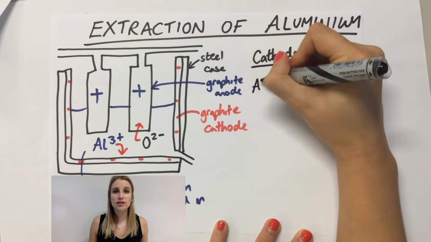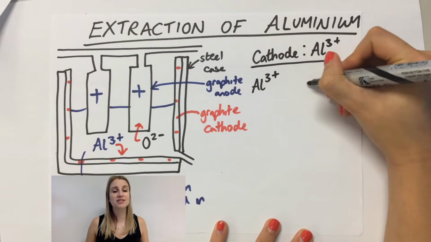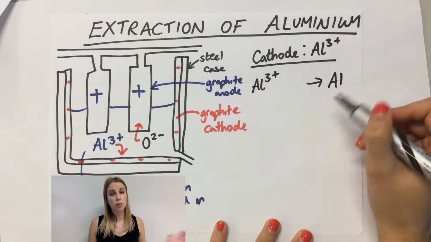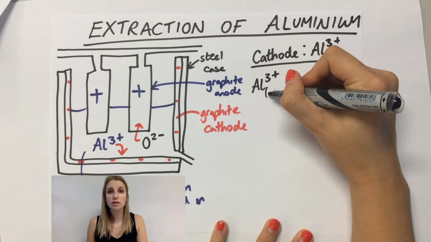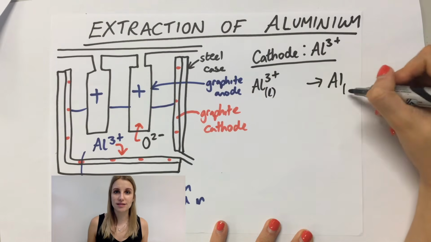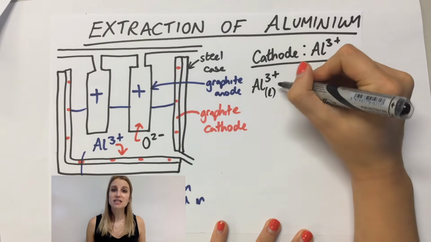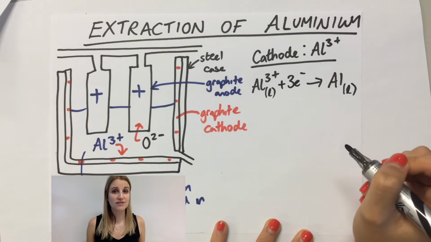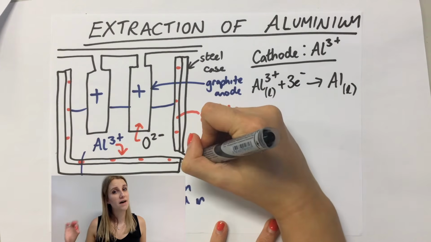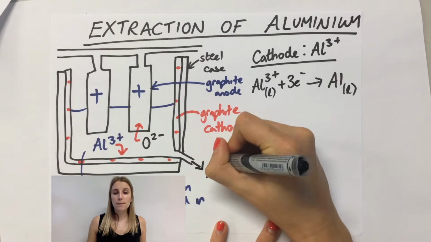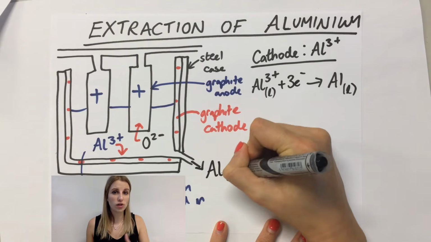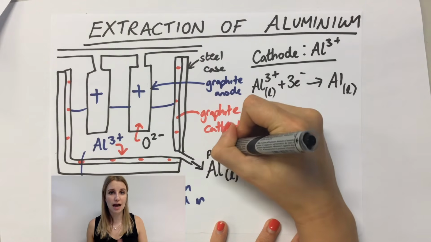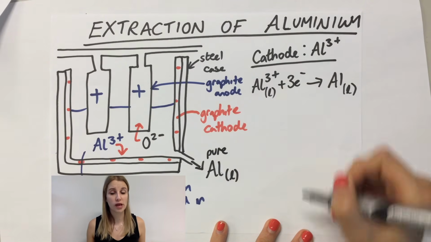So the cathode is the Al3+, which is in a liquid state. Now because this is really hot, when it becomes aluminium metal, that's also going to be in a liquid state when it's formed. To balance out the charges, I need to add 3 electrons on the left-hand side, and that balances out perfectly. The liquid aluminium comes off through this hole in the bottom of my setup here, and you get pure aluminium being tapped off there, which is really cool.